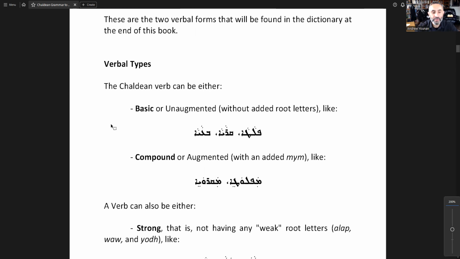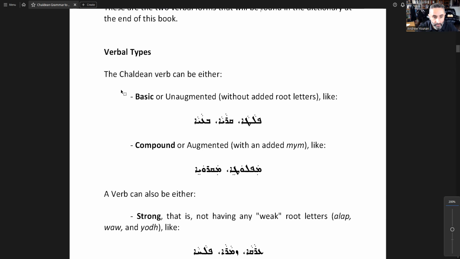Okay, let's talk about verbal types. There are different ways to divide the verb. There's a lot of things to talk about with the verb. That's why I'm really going to take my time with this. A Chaldean verb can be either basic or compound. Examples of basic verbs are plata, qraya, ba'aya. What is a basic or unaugmented verb? It's a verb without added root letters. So this is just the root. Plata, qraya, ba'aya are the infinitives of the basic unaugmented verb.